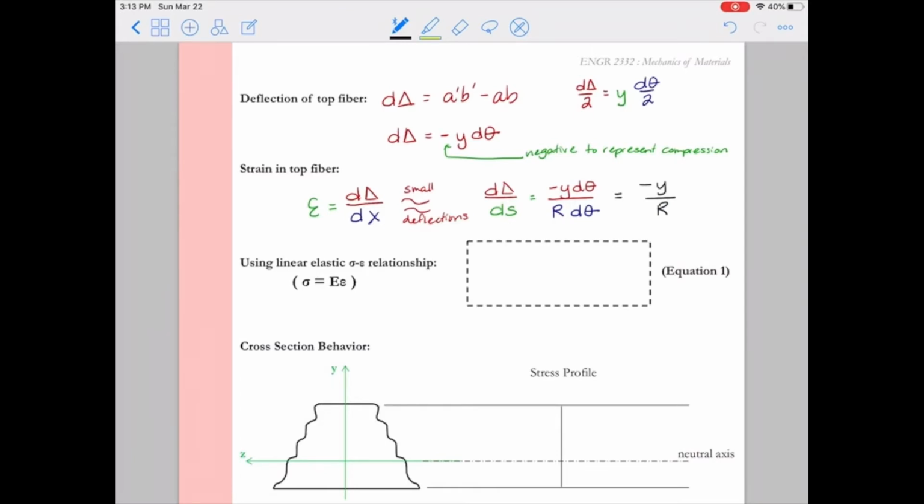We can then use our linear elastic stress-strain behavior to say that sigma is equal to Young's modulus, capital E, times y over R. We'll carry along that negative sign.